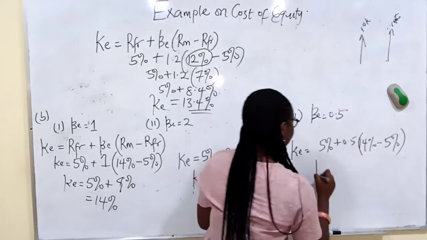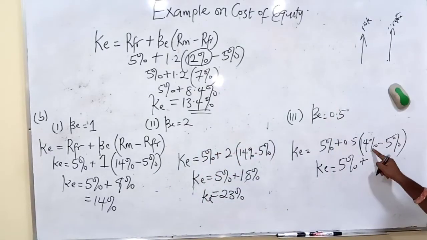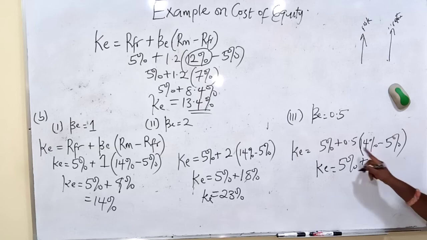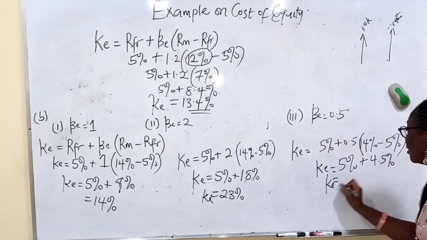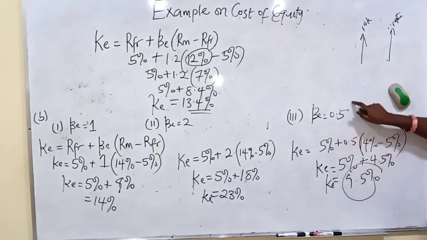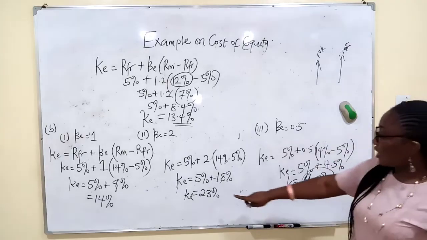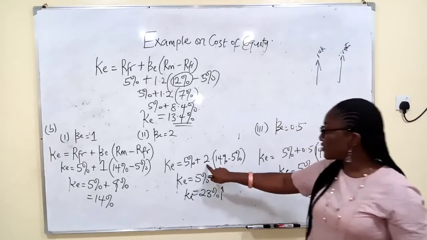When you do this, you have cost of equity equals 5% plus 4.5%, and you have it to be 9.5%. This is the lowest, because at this place the risk is low. You're not taking any risk, so your returns should be low, right? But at this point it is the highest, because here the risk is the highest.